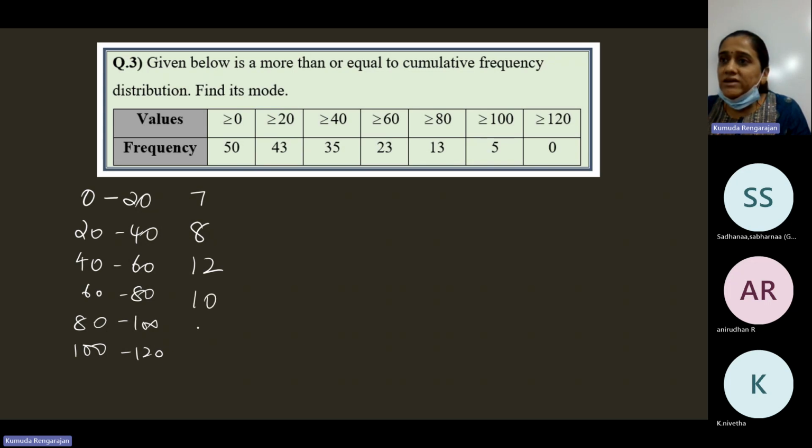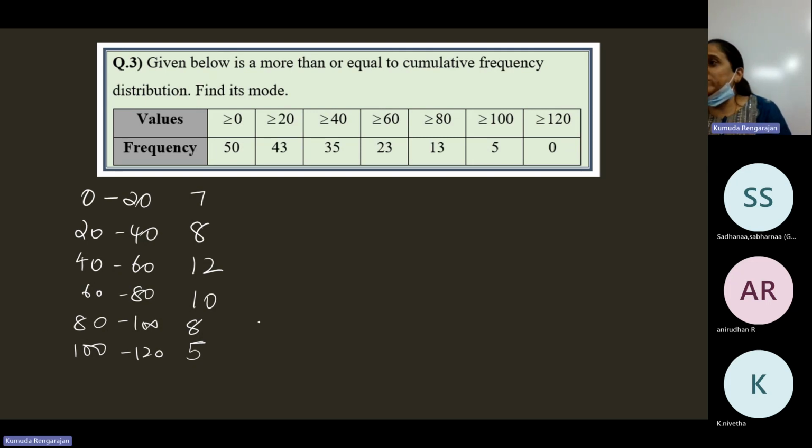Then 13 minus 5, 8. This is where we make mistakes. And then the 5, we just write as it is. Write the last one as it is. If you have more than values, start subtracting and write the last one as it is. For less than values, write the first frequency as it is and then start subtracting. That's all.